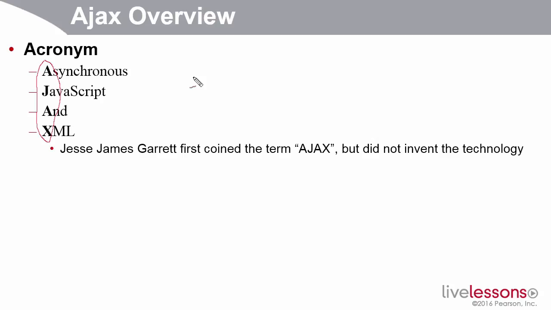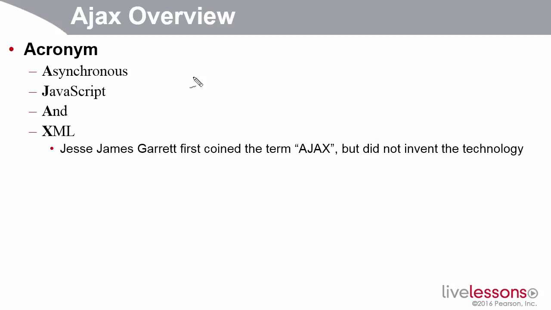The problem is that nowadays, XML is not usually the data format used to send data back and forth between the server. You often send either simple strings or JSON. We'll talk about both of these things. You still sometimes send XML, but not predominantly. And so the X part of the acronym is frequently wrong, and the A part of the acronym, asynchronous, is occasionally wrong. Sometimes you do it synchronously.